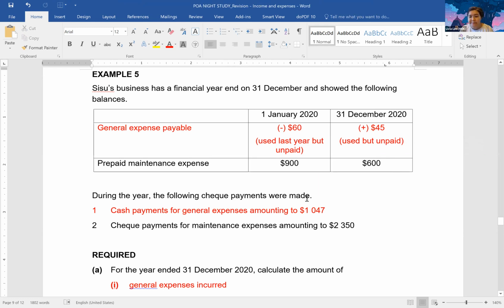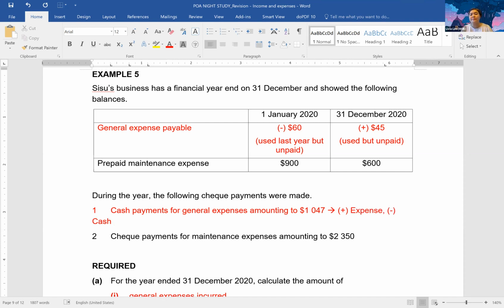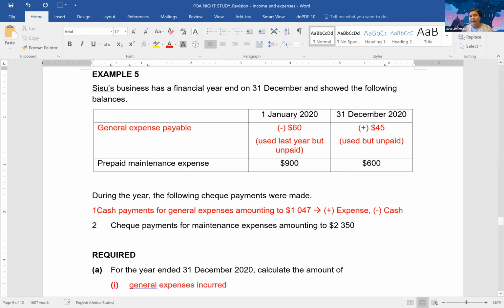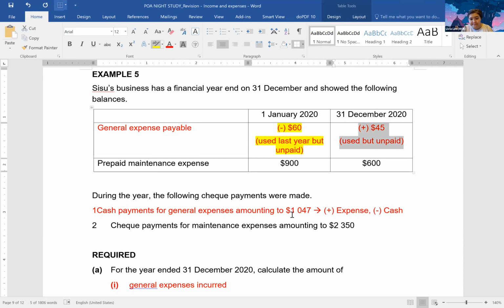During the year, the following check payments are made. The cash payment for general expenses is 1047. This is the amount that you are going to record as cash payment. So the double entry will be to record increase in expense, and then you pay cash, so you minus away cash. Increase expense, minus cash. So all these numbers are the numbers which you are going to take into account.